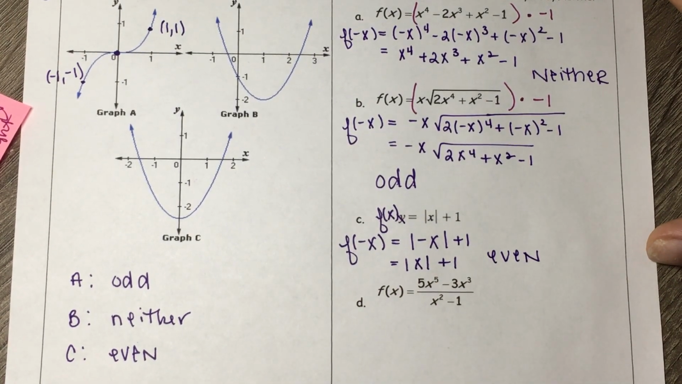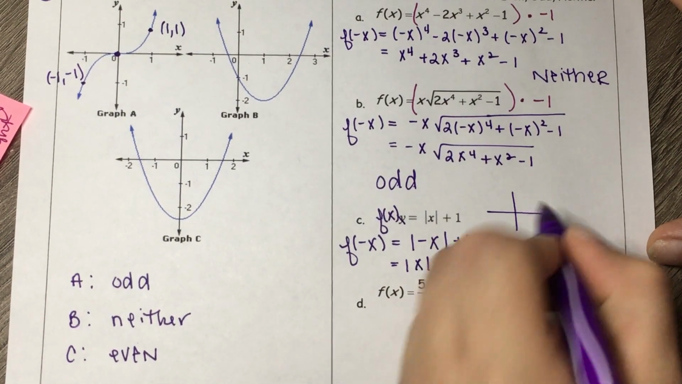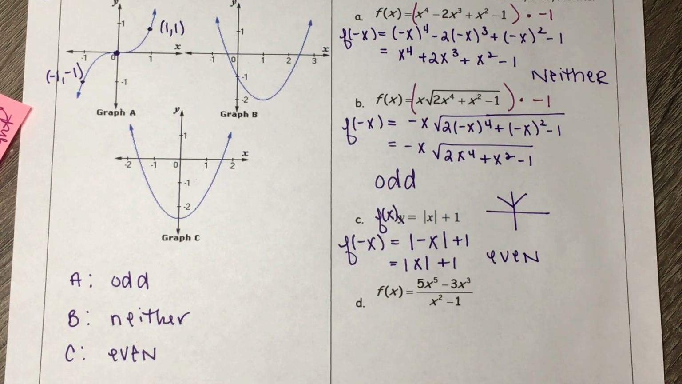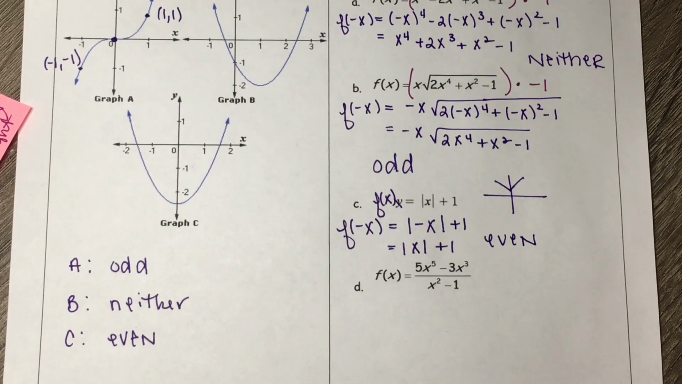Now, if you don't believe me, just think about the graph, okay? Think about, that this is an absolute value graph that has been translated up 1 unit. It has symmetry over the y-axis. All right, and then the last one is D.